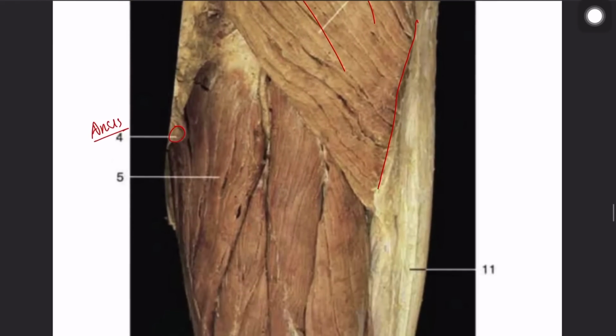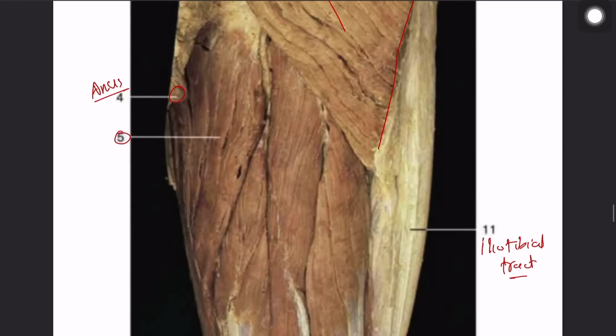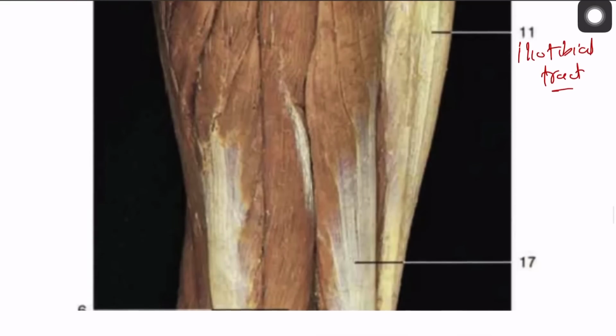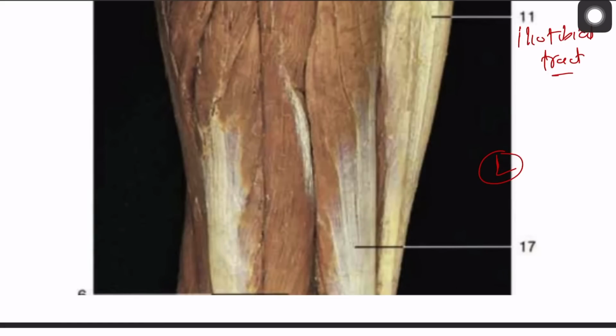Which are tensor fascia lata, and this is 11, the iliotibial tract, and you have number 5 as the adductor magnus muscle. Adductor magnus is mainly a muscle of the medial compartment of the thigh, but it's still extended backward as well, up to the back. Here we are on the lateral side, and this is the medial side. So we'll have a few muscles on the lower end: semitendinosus and semimembranosus on the medial side, and the biceps femoris on the lateral side. So this is biceps femoris, since we are on the lateral side.